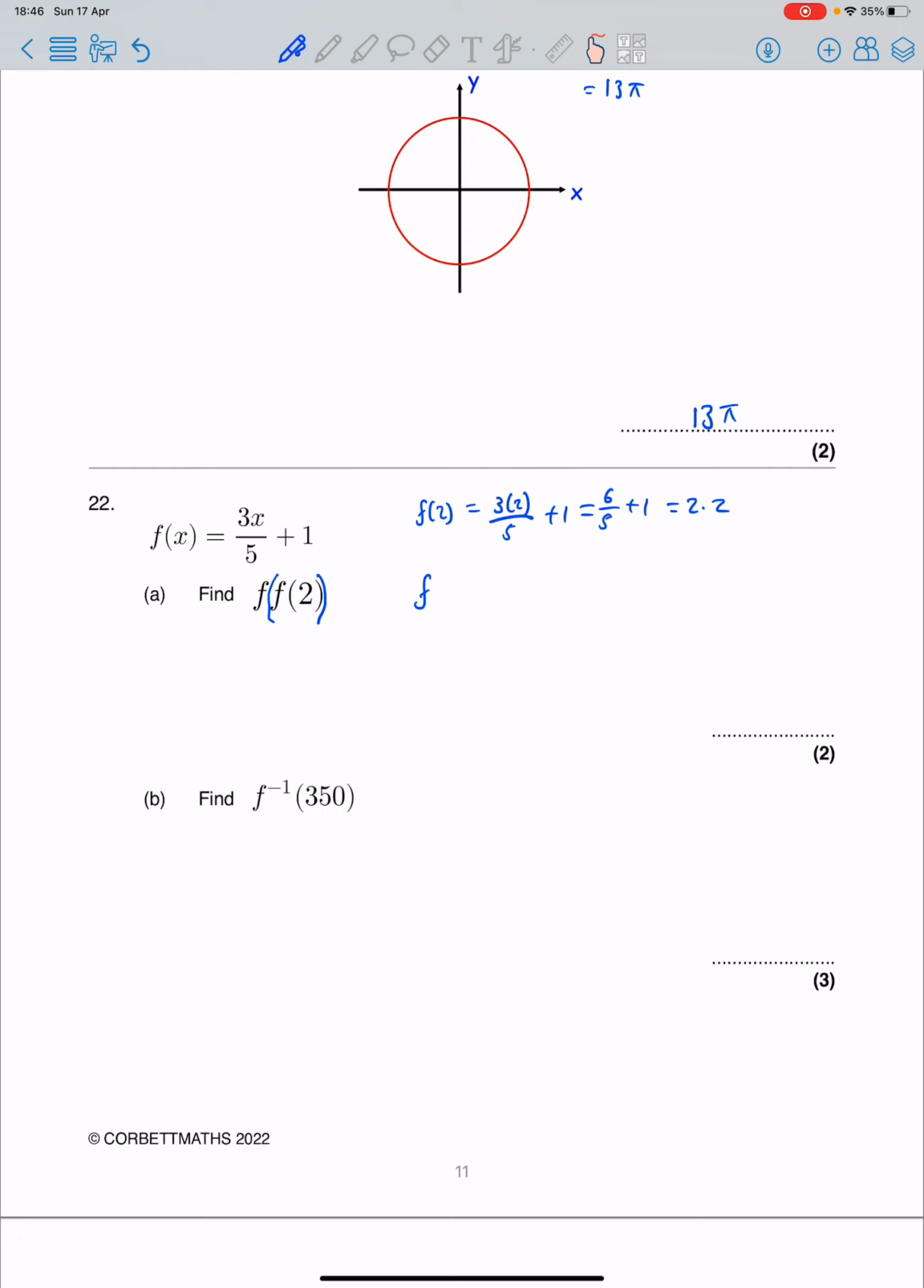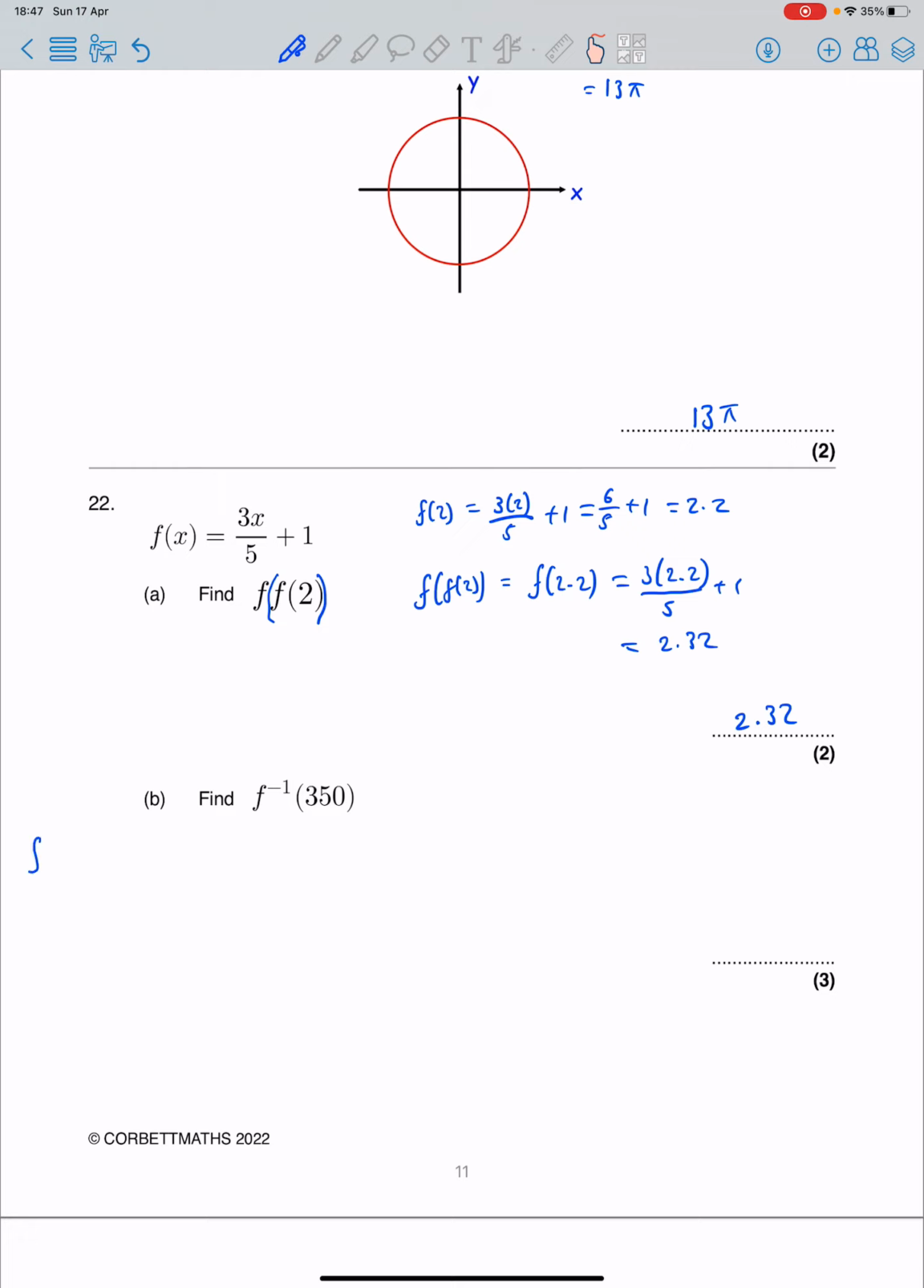And then f of 2, well, we just worked out that f of 2 was 2.2, so it's the same thing as f of 2.2, and that's equal to 3 lots of 2.2 over 5 plus 1. Now, let me just put that into my calculator. 3 times 2.2, that is going to be 6.6, divide that by 5, it's going to be 1.32, plus 1, that's going to be 2.32. So we get 2.32. Next, f minus 1 of 350, so we need to find the inverse function.